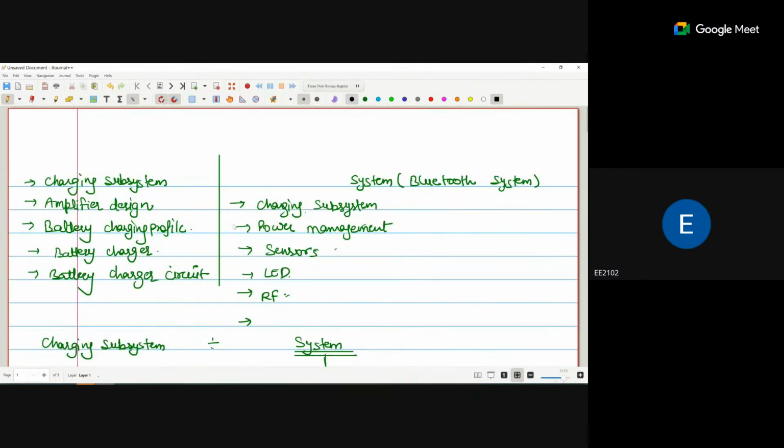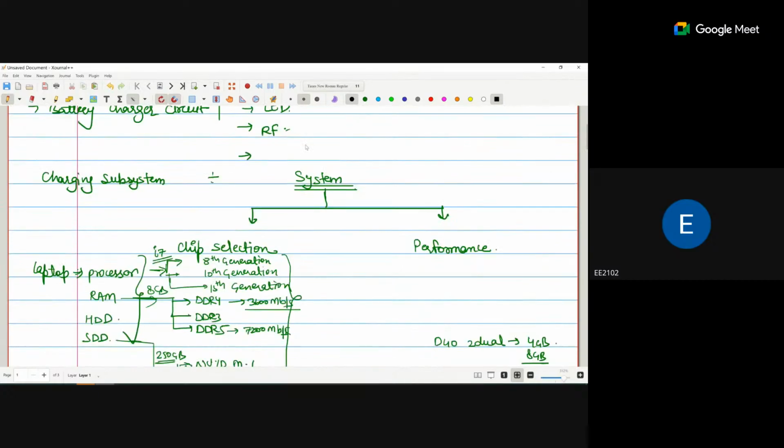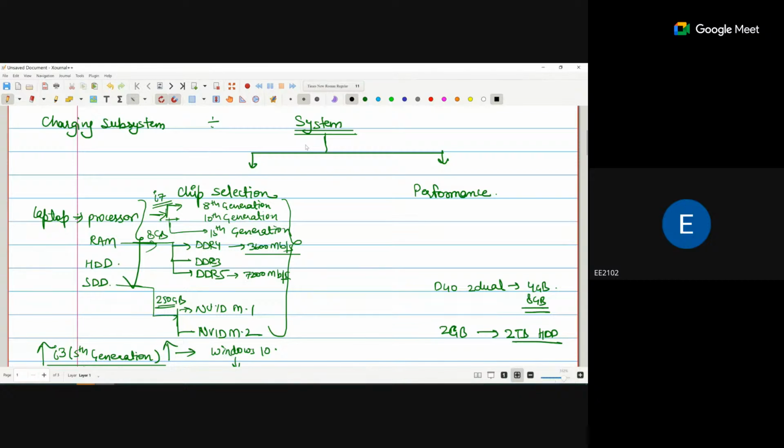In week 9 we started with the different subsystems. Week 8 started with the system, which is the Bluetooth headset. In the Bluetooth headset there are multiple subsystems, which we elaborated in week 8. Now we are taking one subsystem, the charging subsystem. That is very important because the charging subsystem is the backbone of every subsystem. If your battery is not charged, your system will not work.